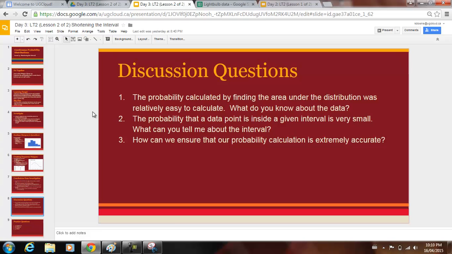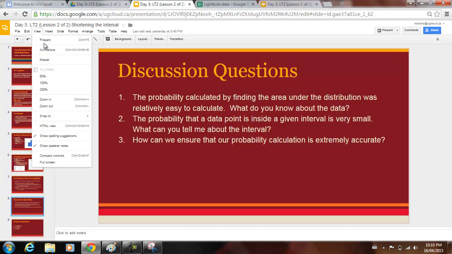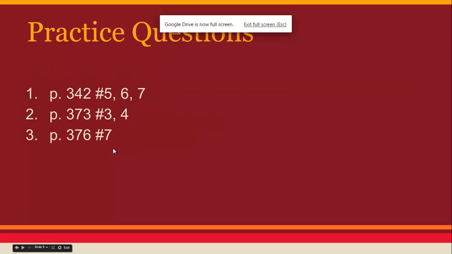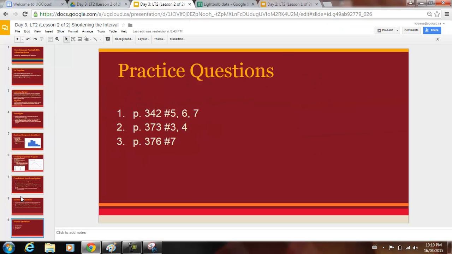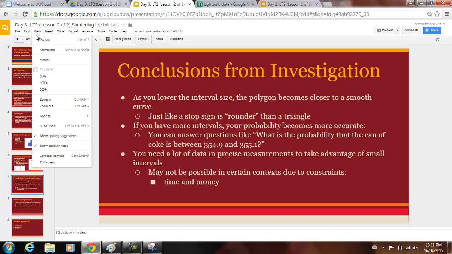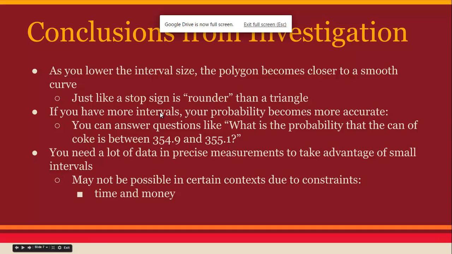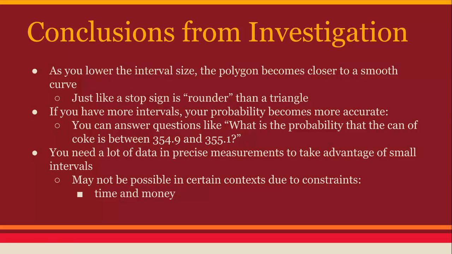That's really the point of this, to talk about what we need to do to be able to calculate probability. Sorry about that. What we need is a lot of data. We need accurate data. So we can ask questions like, what is the probability that a can of Coke is between 354.9 and 355.1? If we have a lot of cans of Coke and they've been very accurately measured, we can answer questions like that. So we can get closer and closer to the idea of, what's the probability a can of Coke is 355? Because with a continuous variable, we know that that's 0.